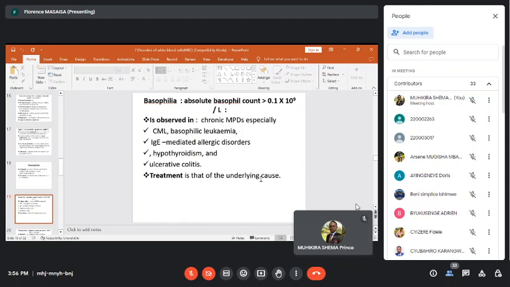So basophilia, when there is an increase in basophil count, is usually seen in cases of chronic myeloproliferative disorders, such as chronic myeloid leukemia. Leukemia can also affect the basophilic line, causing an increase in basophils. They may also be seen in IgE allergic disorders, ulcerative colitis, or hypothyroidism. So the treatment is to consider the treatment of the underlying condition.